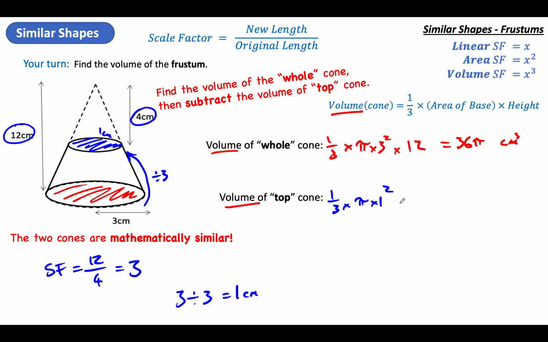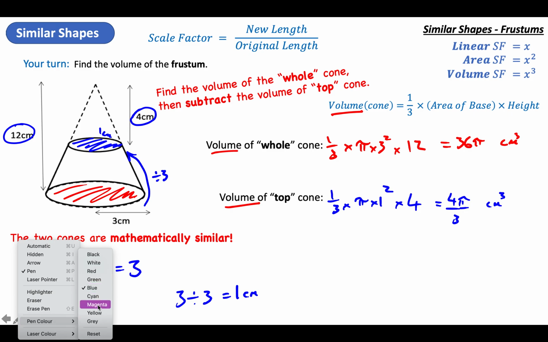So 1 squared times the height of the small cone, which is 4. I can see what this is going to be already. This is 4 pi over 3 centimetres cubed, because you've got that third at the front, haven't you? 1/3 times pi times 1 squared times 4 is 4 pi over 3, or 4 over 3 pi. Either of those is fine.